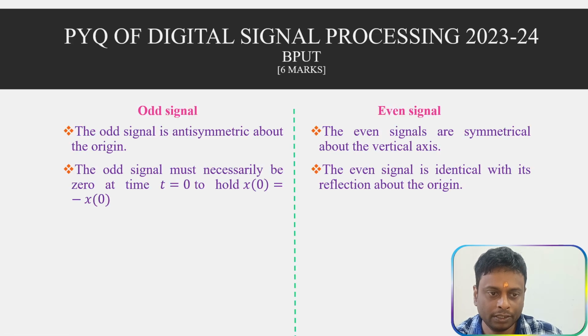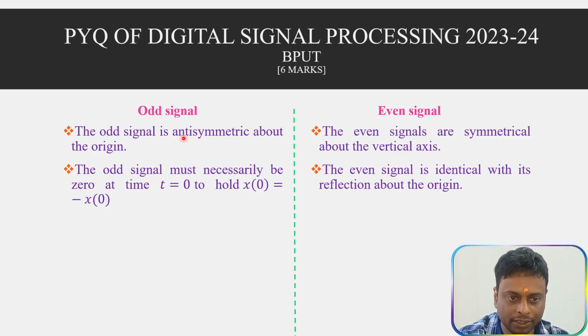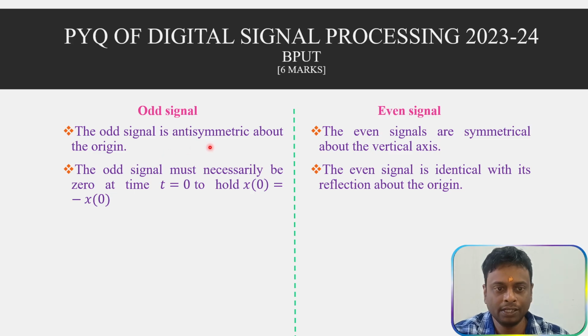The odd signal is called the anti-symmetric signal. The odd signal is anti-symmetric about the origin, and this is the symmetrical signal about the vertical axis. The odd signal must necessarily be 0 at the time origin, to hold x of 0 equal to minus x of 0. So at the time origin, the odd signal amplitude is 0.